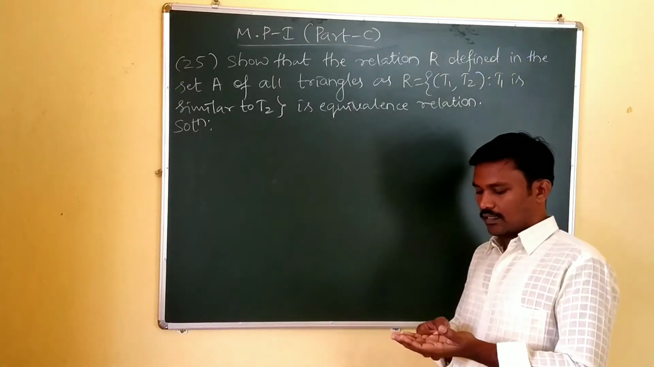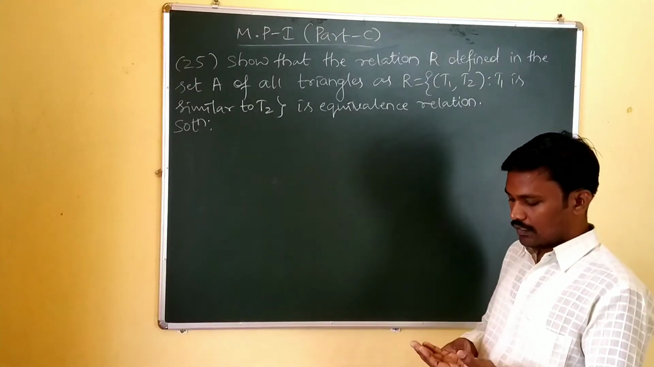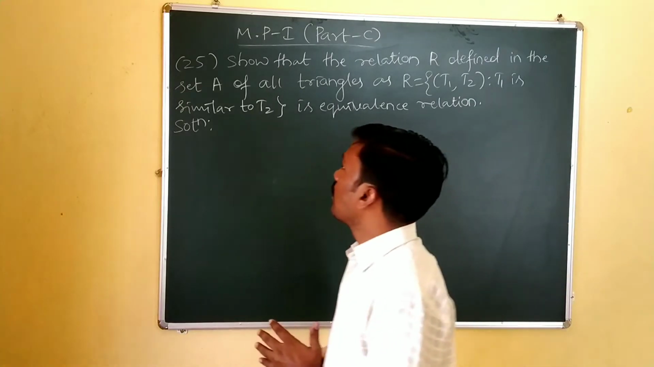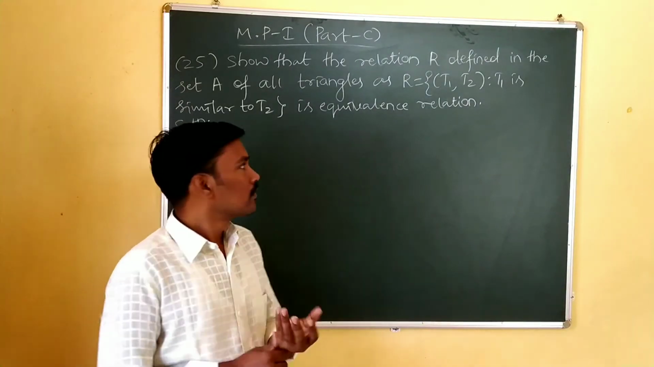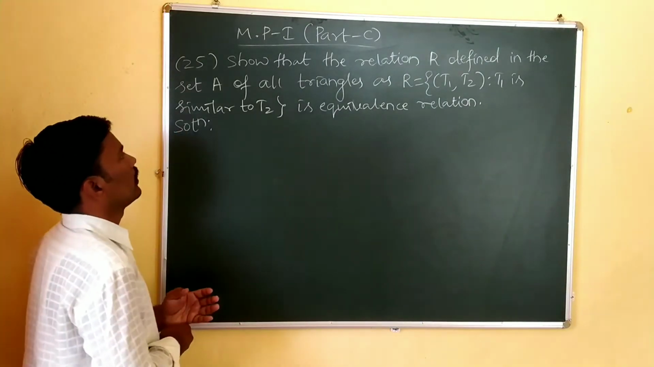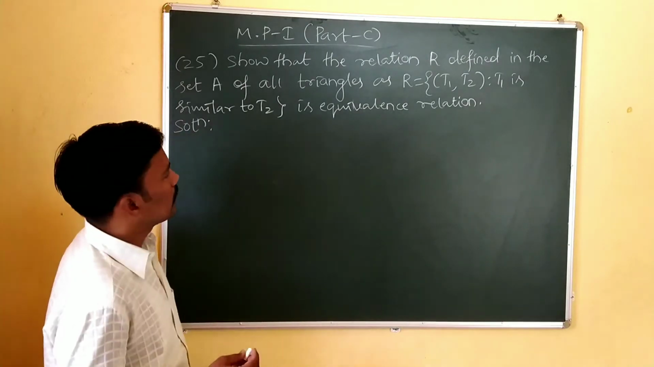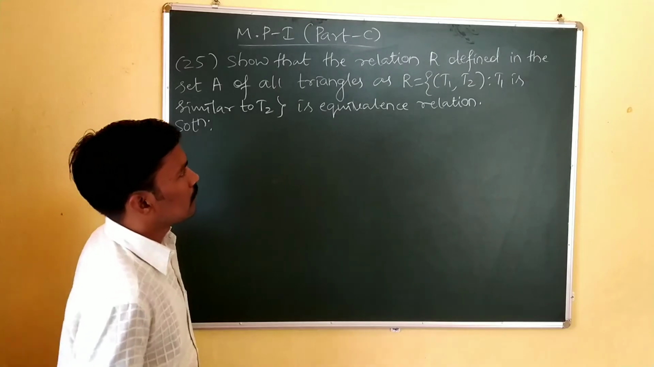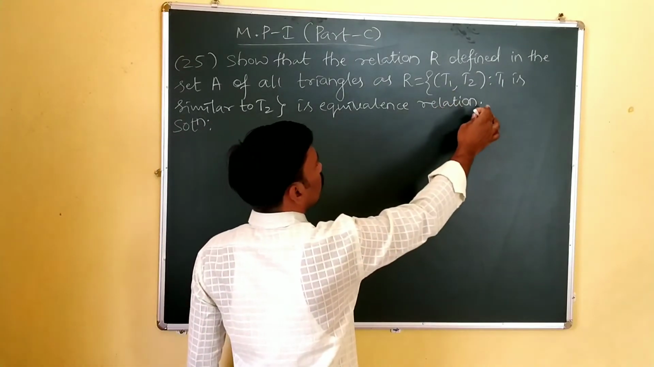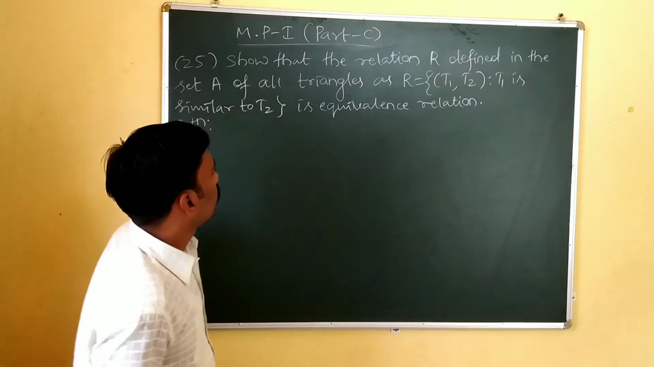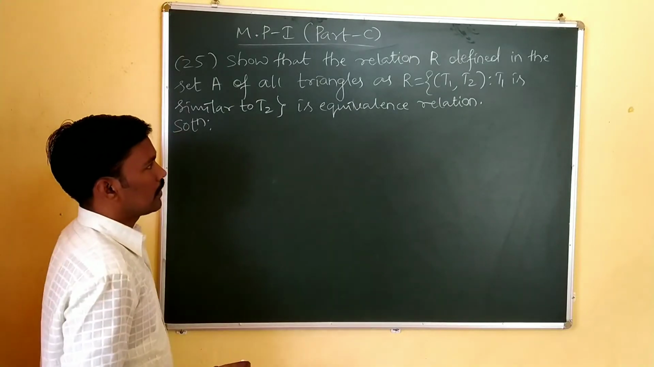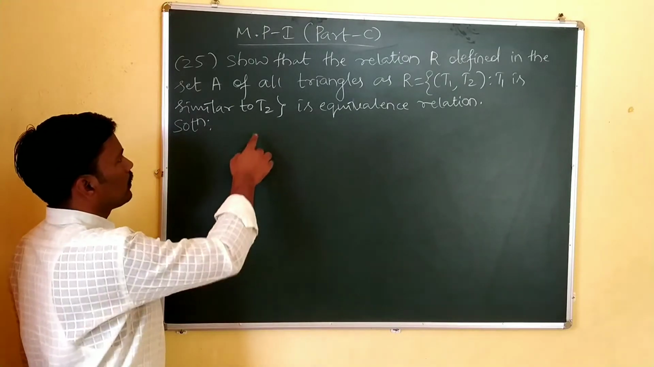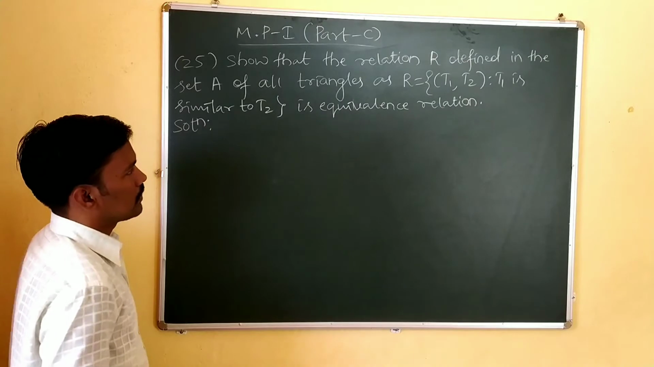In last class I completed part B questions, and in today's class I am going to solve part C questions. Look at question number 25. Show that the relation R defined in the set A of all triangles, where R is equal to (T1, T2) such that T1 is similar to T2, is an equivalence relation. Here we need to prove that the given relation is an equivalence relation.